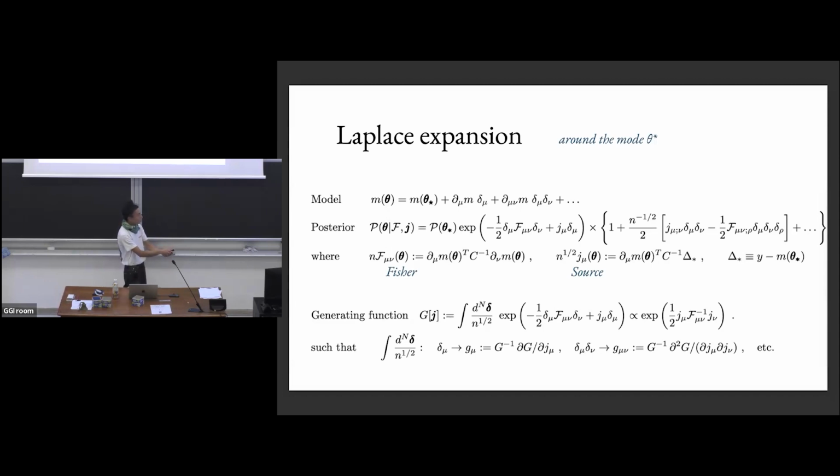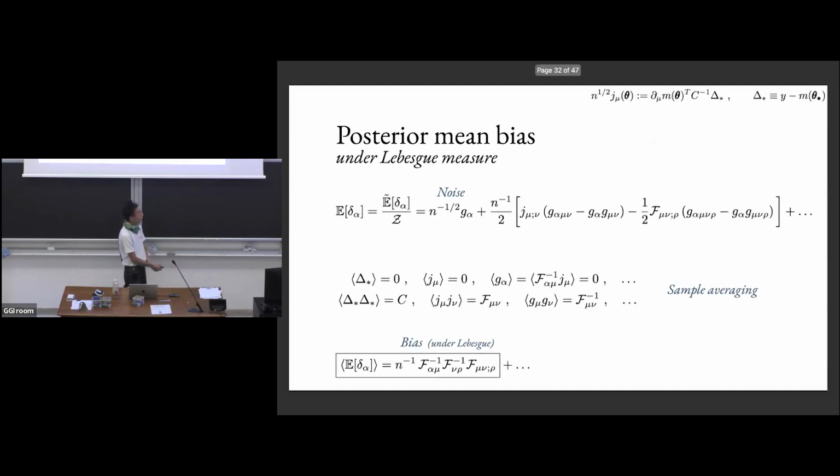And the Laplace approximation of my posterior can be fully written in terms of the Fisher and the source term. So again, I can define a Gaussian generating functional, okay? And by taking derivatives of this generating functional, I can actually compute posterior moments, with this simple replacement rule for the powers of delta to the derivatives of g. By doing so, I find for the posterior mean a leading noise term, as it should, and a first order term that under sample average does not disappear for Lebesgue measure.